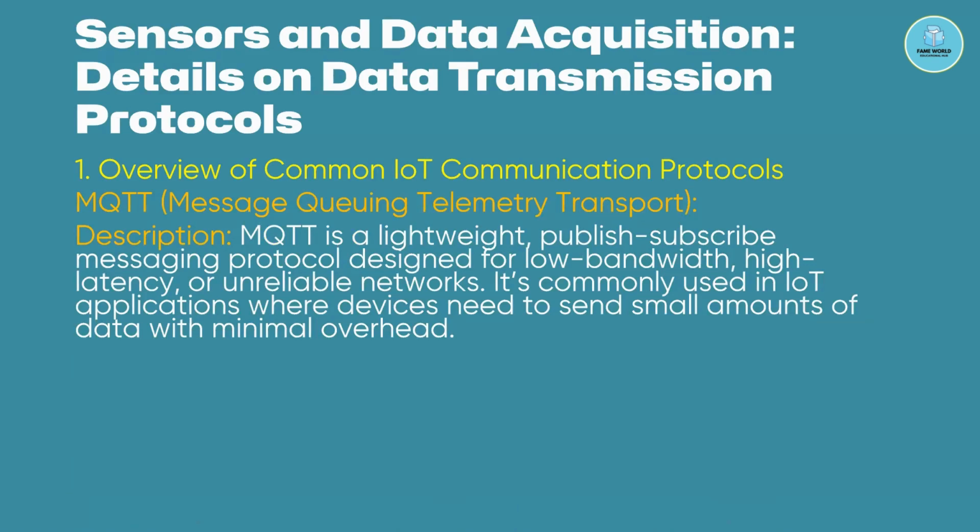So MQTT is simply a lightweight publish-subscribe messaging protocol designed for low bandwidth, high latency, and unreliable networks. It's commonly used in IoT applications where the devices need to send small amounts of data with minimal overhead. So you have to understand this, that the Message Queuing Telemetry Transport, that is MQTT, is simply for low bandwidth, high latency, unreliable networks.